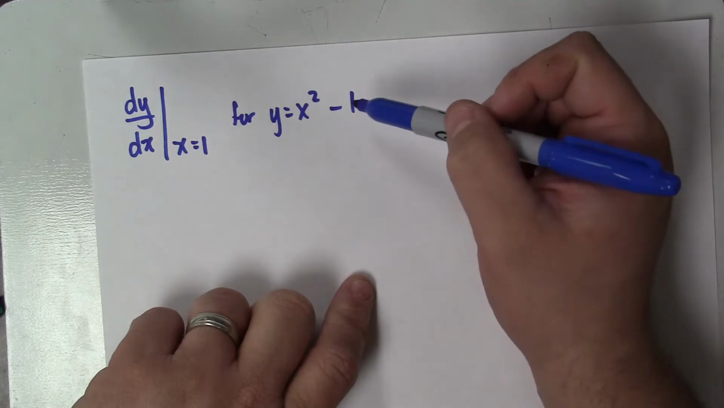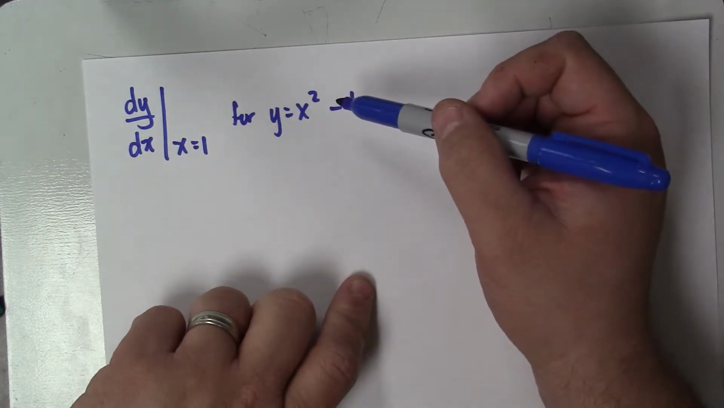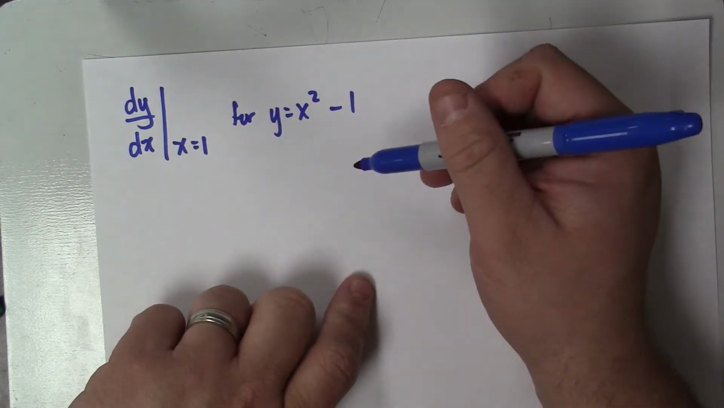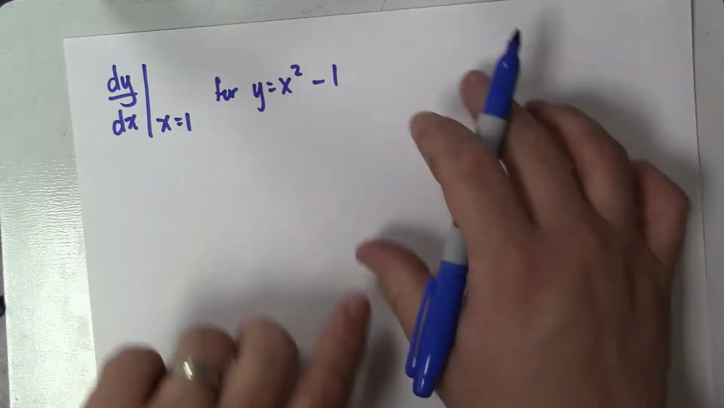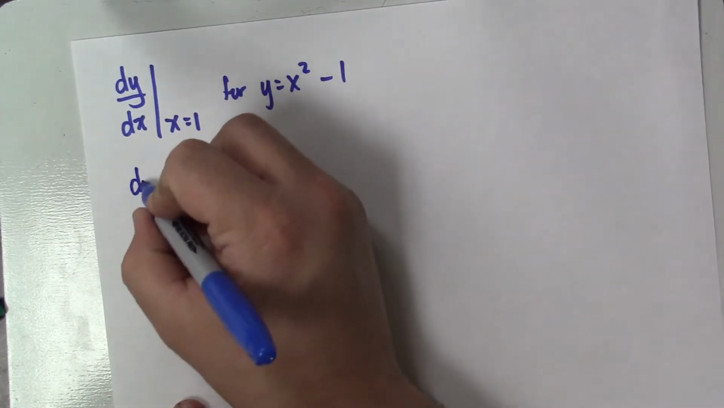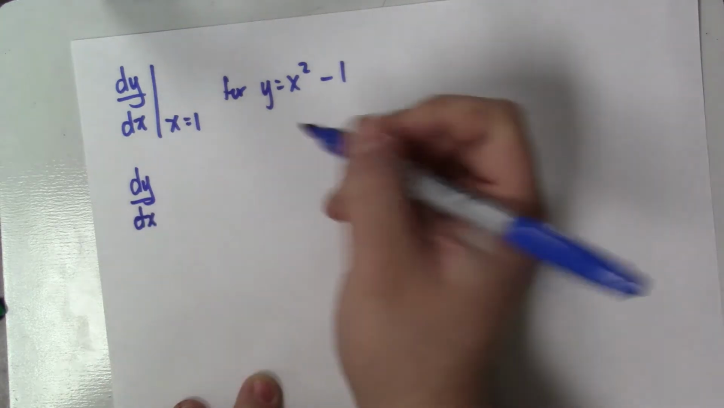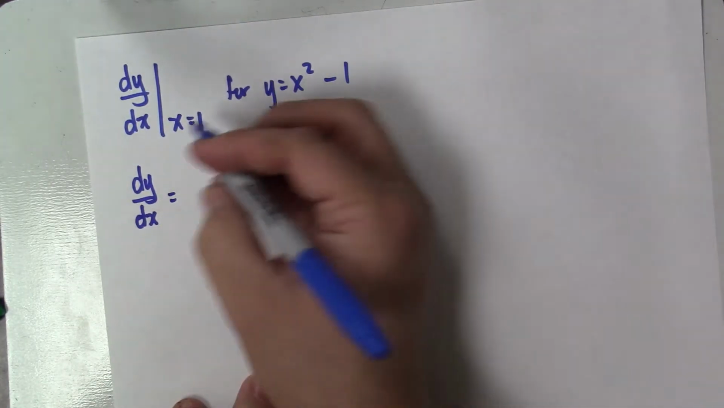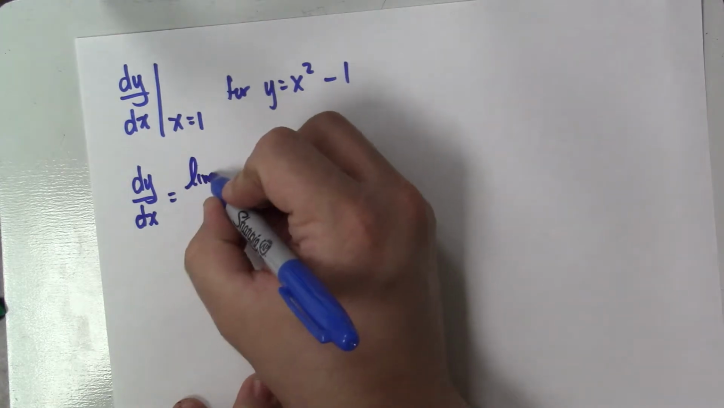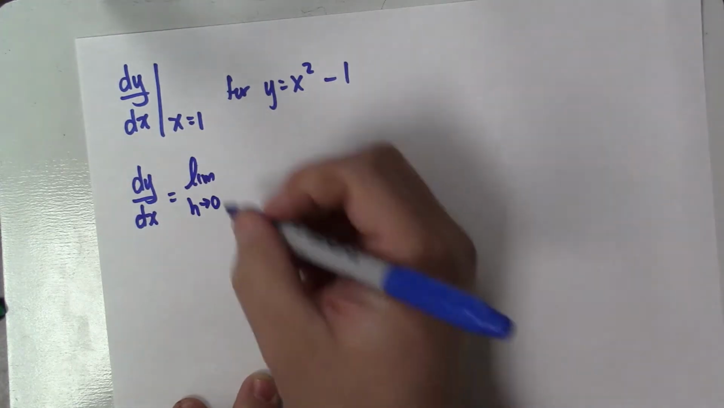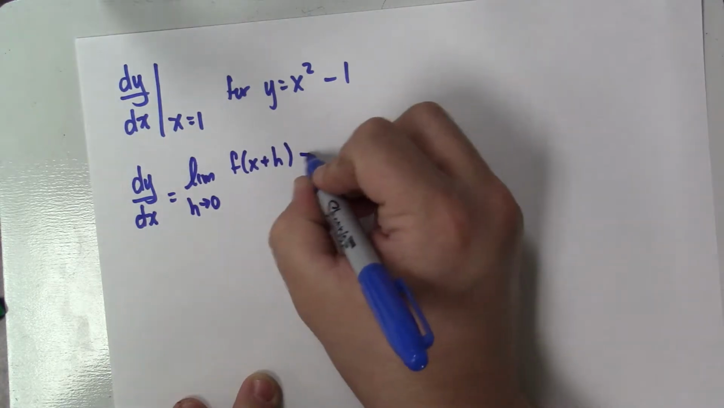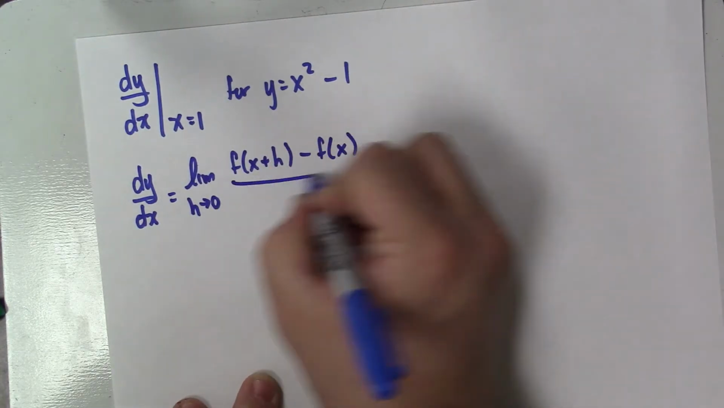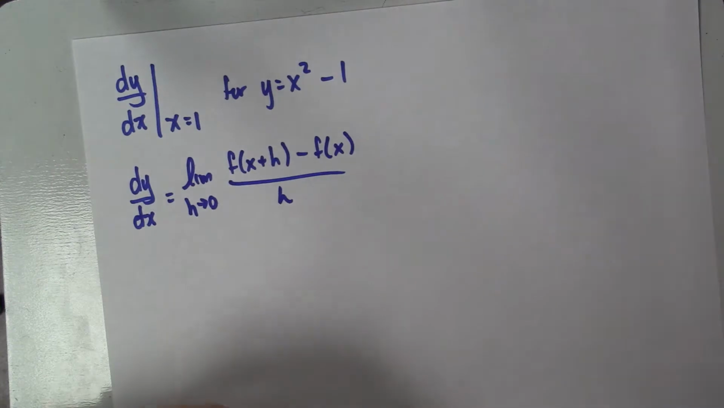It doesn't really matter which definition we're going to use. I'm going to focus on the traditional definition just because I think that's the one we're going to use more commonly. So, time to work out this derivative. We'll start by evaluating dy/dx, and then we'll just plug in 1 at the end. It is the limit as h goes to 0 of f of x plus h minus f of x, over h.